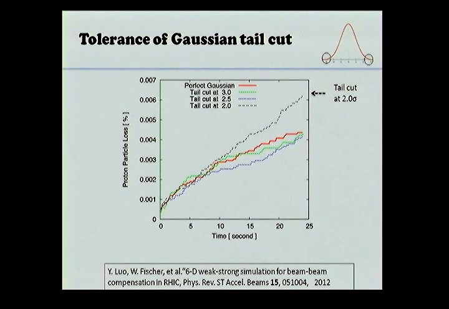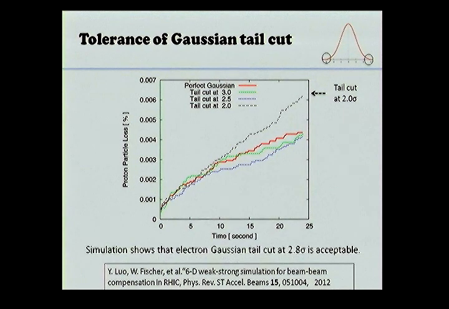Then I show you the proton particle losses with the Gaussian tail cut at 2.5 sigma and 3 sigma, the green one and the blue one. Compared with the perfect situation, the proton particle loss is almost comparable with the perfect condition. So we conclude that the electron bunch Gaussian tail cut at 2.0 sigma is acceptable. That means the design of the electron gun for the RHIC electron lenses is acceptable.